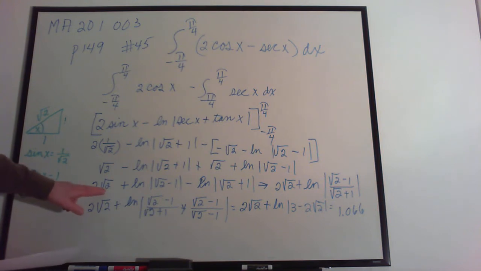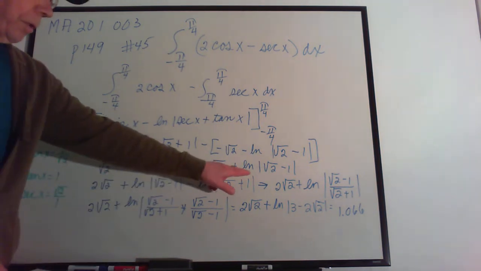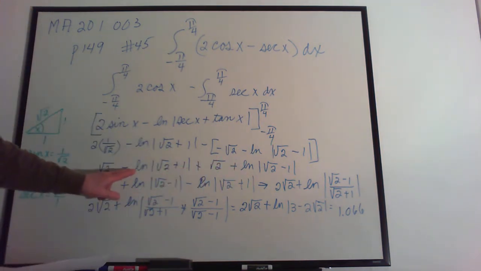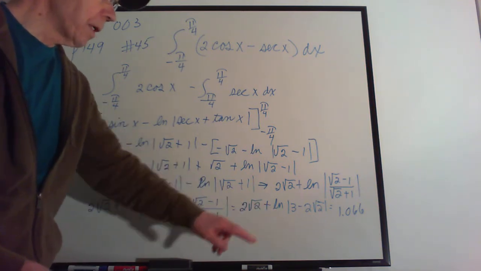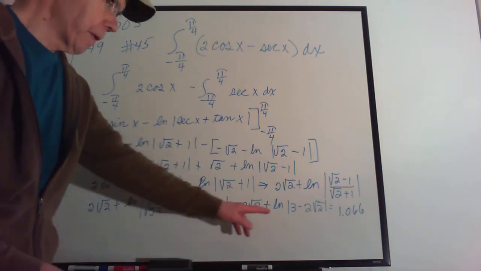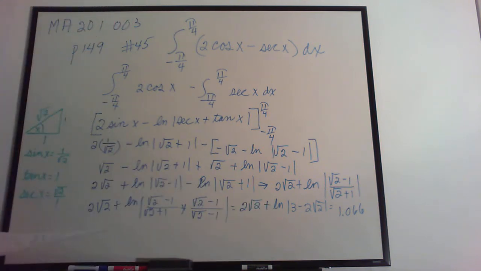So you're going to get 2 square root of 2. Now I'm going to bring this here and put that one over here. That enables me to use this as a division. What I want to do is rationalize the denominator. So when I multiply this out, I'm going to have 2 square root of 2 plus natural log of absolute value of 3 minus 2 times square root of 2. And I do the arithmetic and I will end up with 1.066.